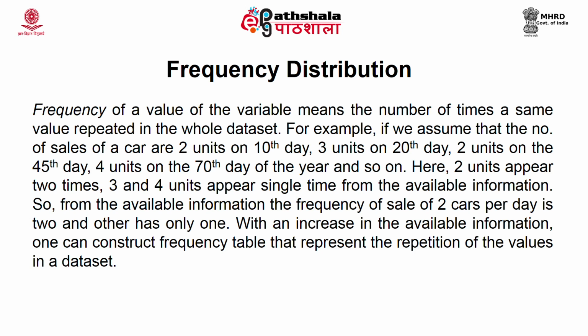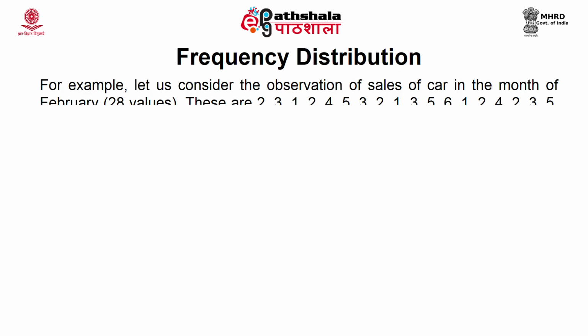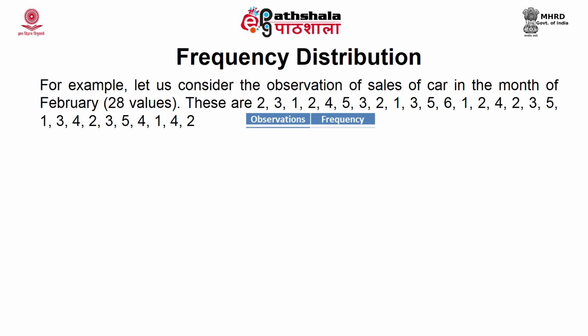With an increase in the available information, one can construct a frequency table that represents the repetition of the values in the data set. So in table 1, you can see that on the left hand side we have observations and on the right hand side we have the corresponding frequency value.